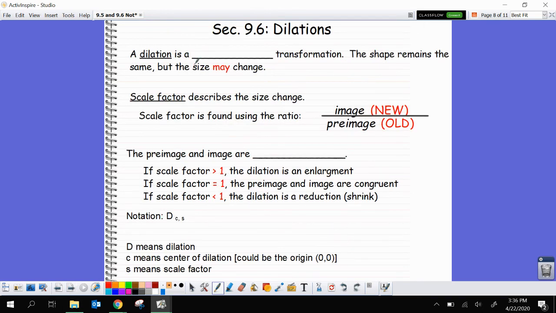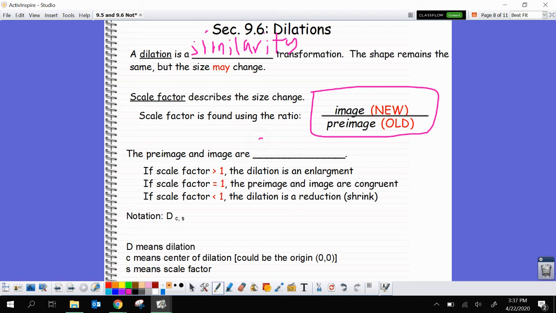Okay, the last part of today, we're going to be talking about dilations. And a dilation is a similarity transformation. Okay, it's a similarity transformation. So the shape remains the same, but the size may change. Okay, just similarity. And we're going to look at a scale factor. We've already looked at scale factors many times this year, but it'll describe the size change. And here's how you can get your scale factor. If you take the new image and you divide it by the old image, so the image divided by the pre-image, then that can get you your scale factor.